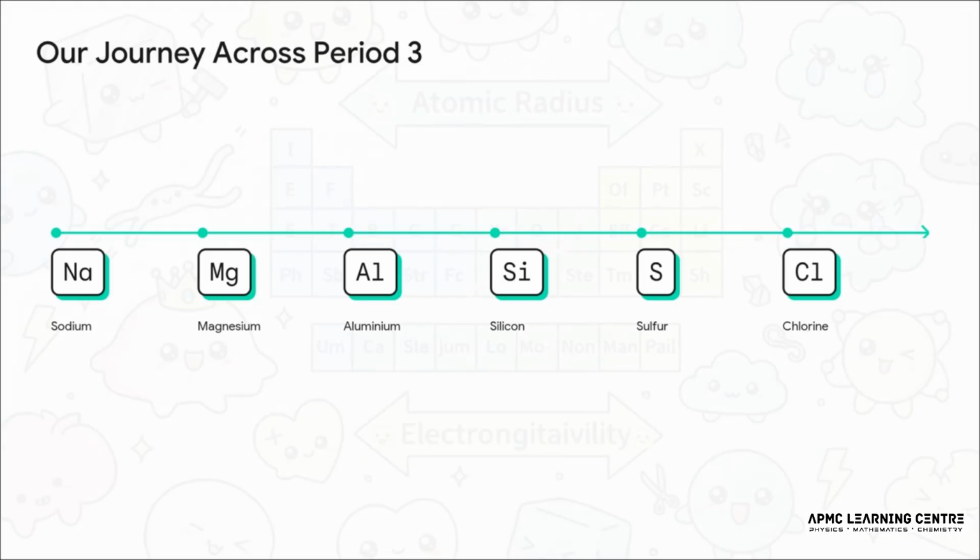So here it is, our grand tour for today. We're starting way over on the left with good old sodium, then heading right through magnesium and aluminum. We'll make a pit stop at silicon, and then cross over to the other side to meet phosphorus, sulfur, and chlorine, before finishing up with argon. I promise you, you're going to see a massive personality change as we move from left to right.